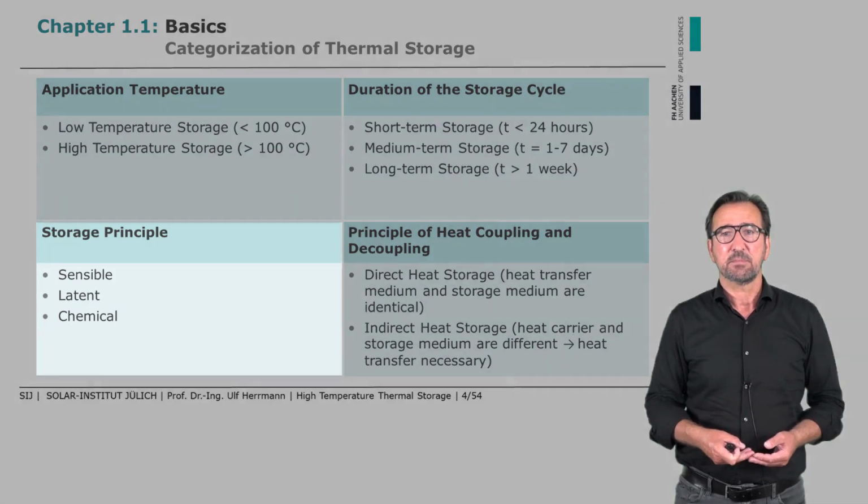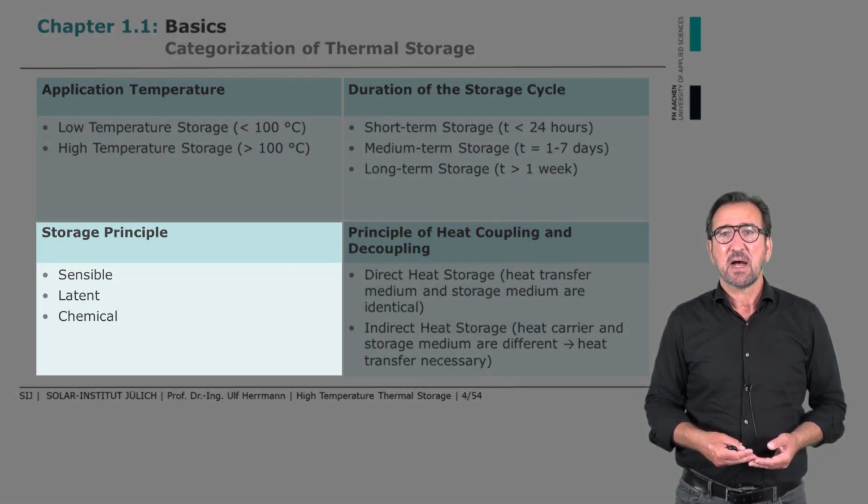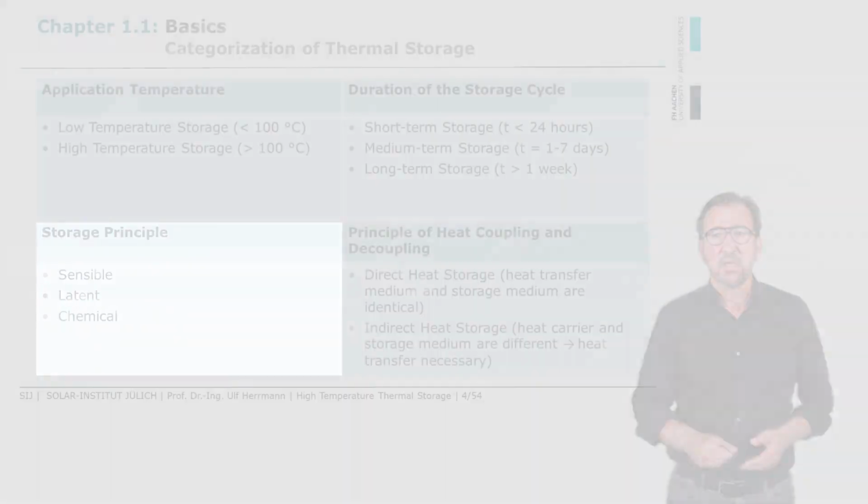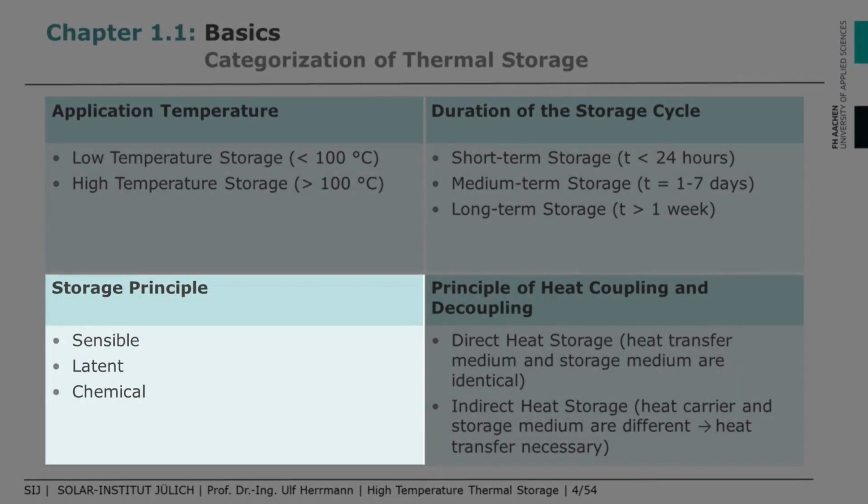The different storage principles that are of interest here are listed in the categorization table on the bottom left. The principle can be, for example, a sensible storage. Here heat is stored by a sensible change in the temperature of the storage medium. Secondly, we got the latent storage. Here the storage medium undergoes a phase change and thus absorbs or releases the heat. And finally, chemical storage. Here the supply of heat triggers a chemical reaction of the storage material.